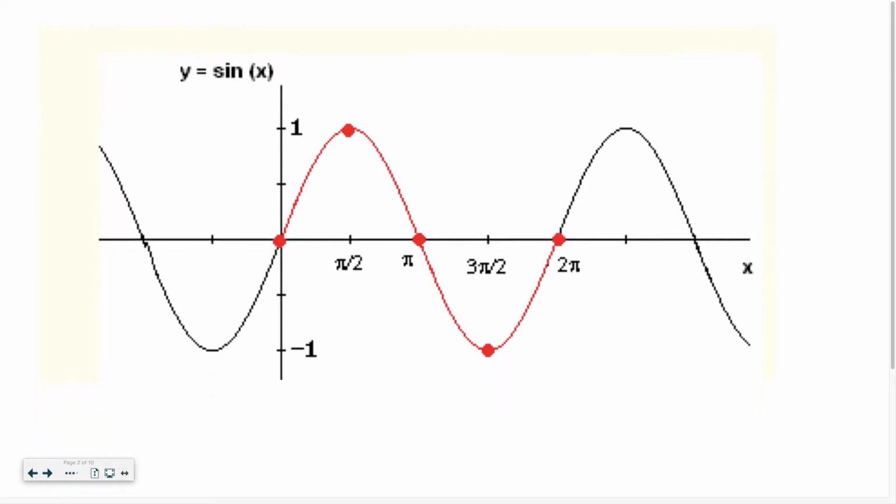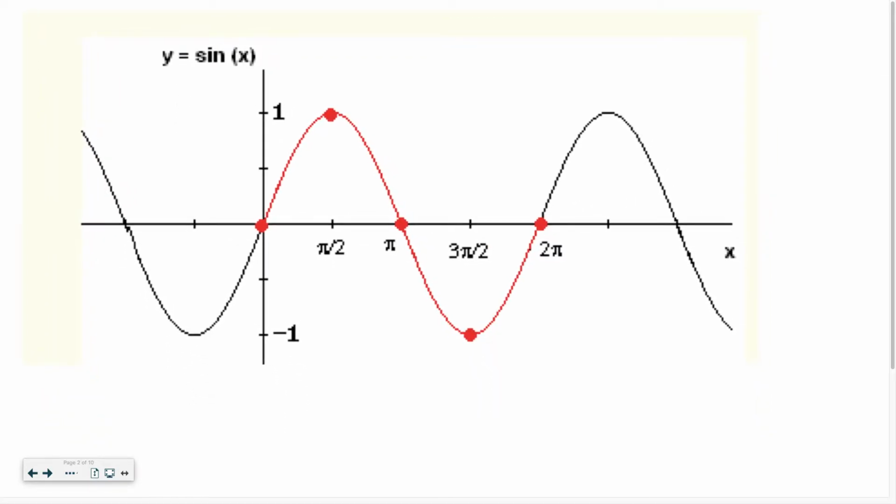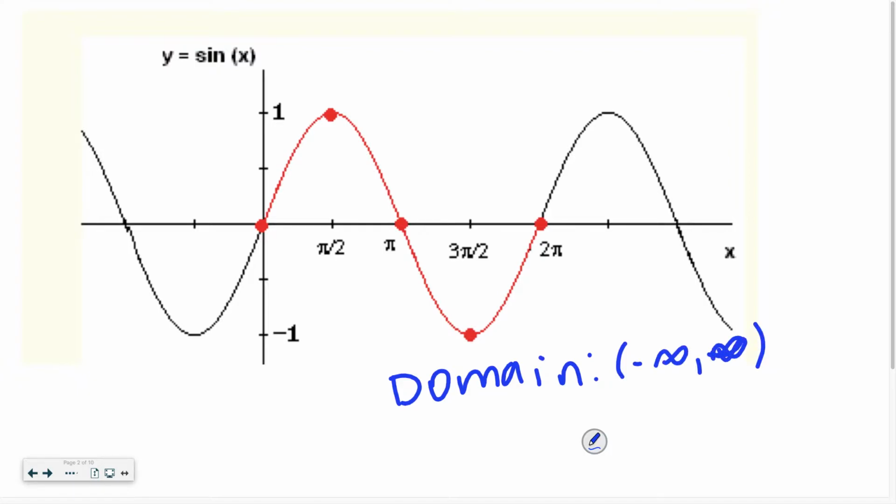Okay, so let's talk about something here real quick. What would the domain of this function be? All real numbers. It continues on forever in both directions. Okay. What would the range be? It would be negative 1 to 1. This curve continues to bounce between negative 1 and 1.